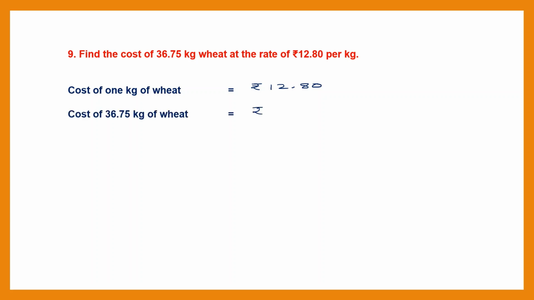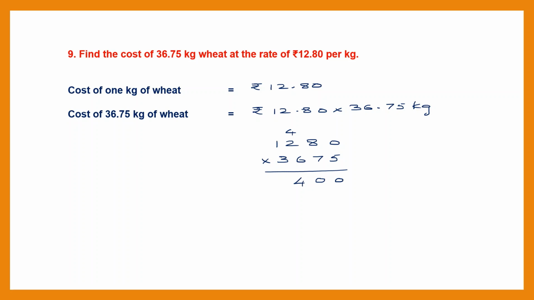That is, we take the cost of 1 kg and we multiply it by 36.75 kg. Now here we are going to consider these two as normal decimal numbers and multiply. When we multiply decimal numbers, we ignore the point and we multiply. So this will become 1280 into 3675. So let's multiply. 5 zeros are 0, 5 eights are 40, carry 4, 5 twos are 10 plus 4 is 14, carry 1, 5 ones are 5 plus 1 is 6.